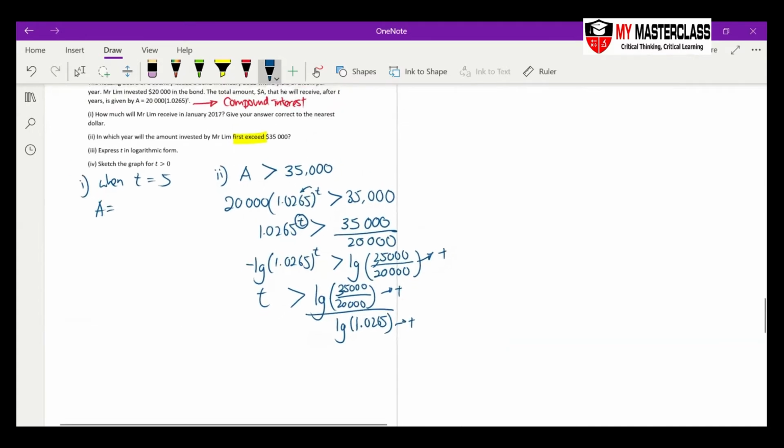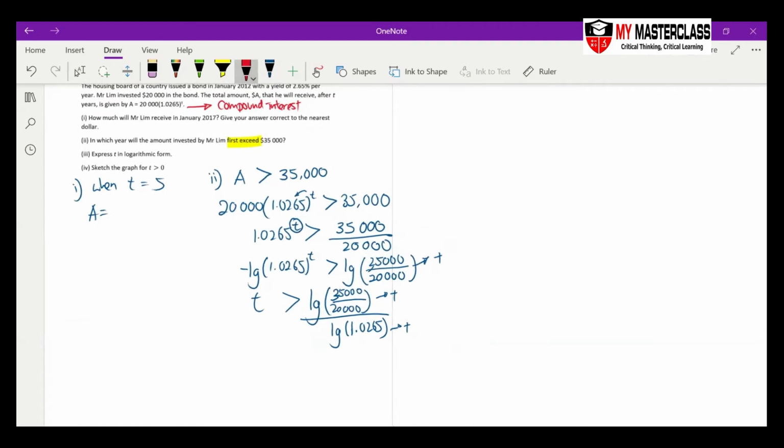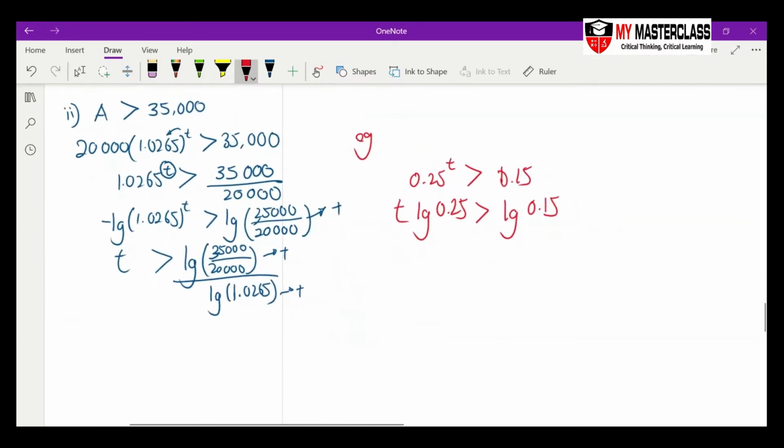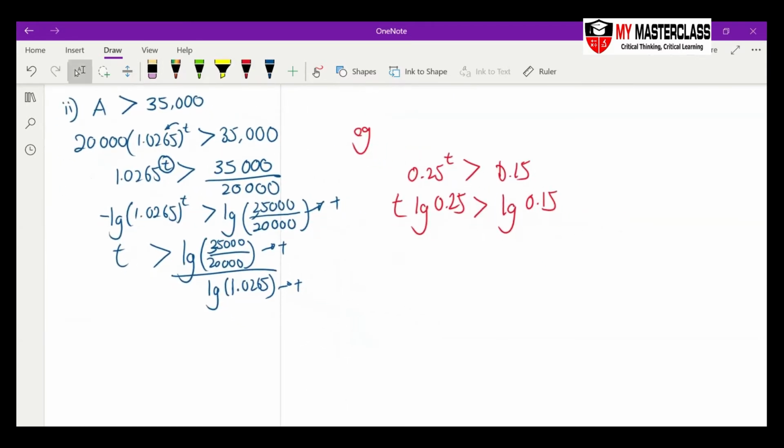What I actually wanted to talk about is, for example, if you have 0.25 to the power of t is greater than 0.15, something like that. Then you log both sides: t log 0.25 is greater than log 0.15. Look at the red one. The red one is more important. I want you to take note: just now, what did I say about the log of a number that is smaller than 1? This guy is negative. Understand or not? When you log a number that is lesser than 1, it is negative.